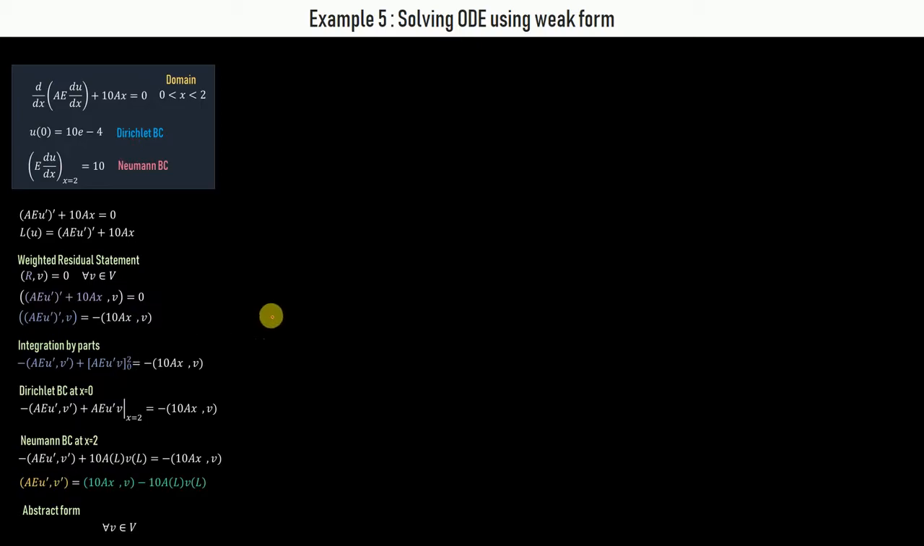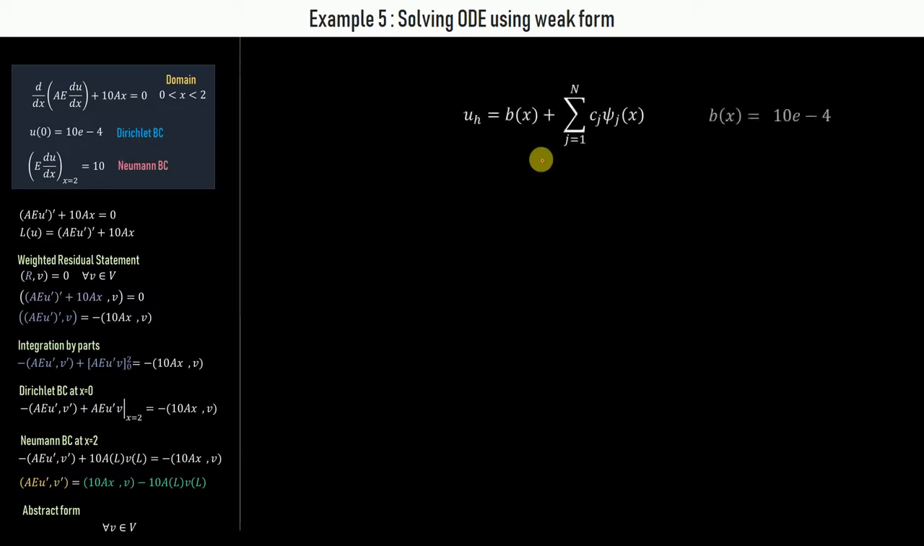Okay, so this is what we have developed till this point, and let's choose a trial solution, something like this. Since we have the Dirichlet boundary condition, which is non-homogeneous, we need to use a boundary function b(x), whose value is a constant value 10 e to the power minus 4. This is because at x equals 0, these functions will go to 0. That's why b0. Okay, this is actually b0.